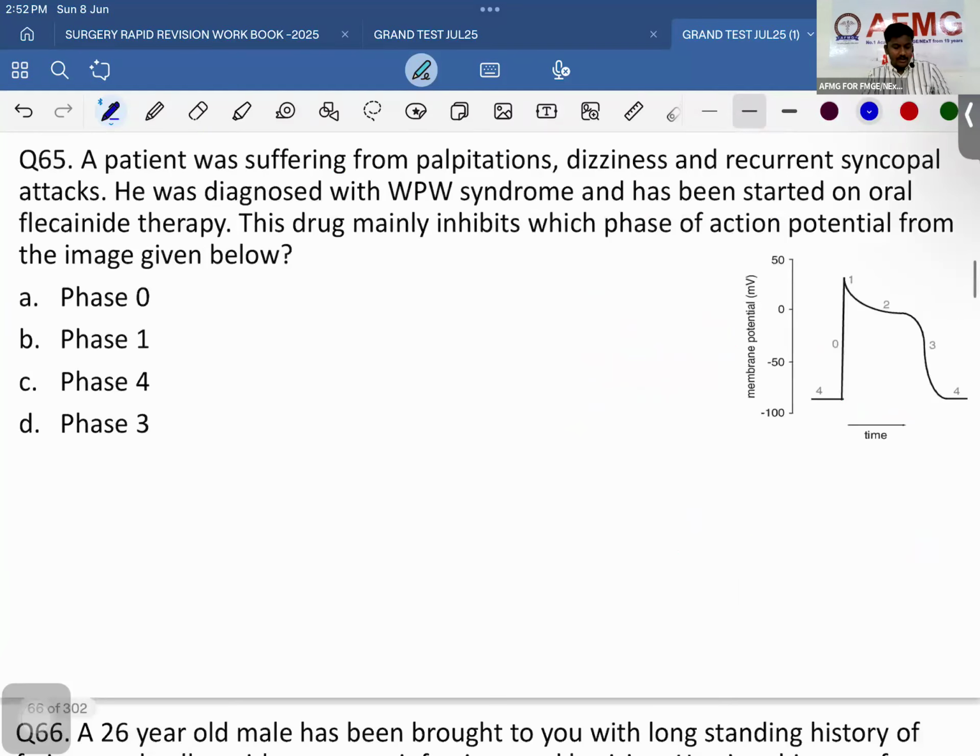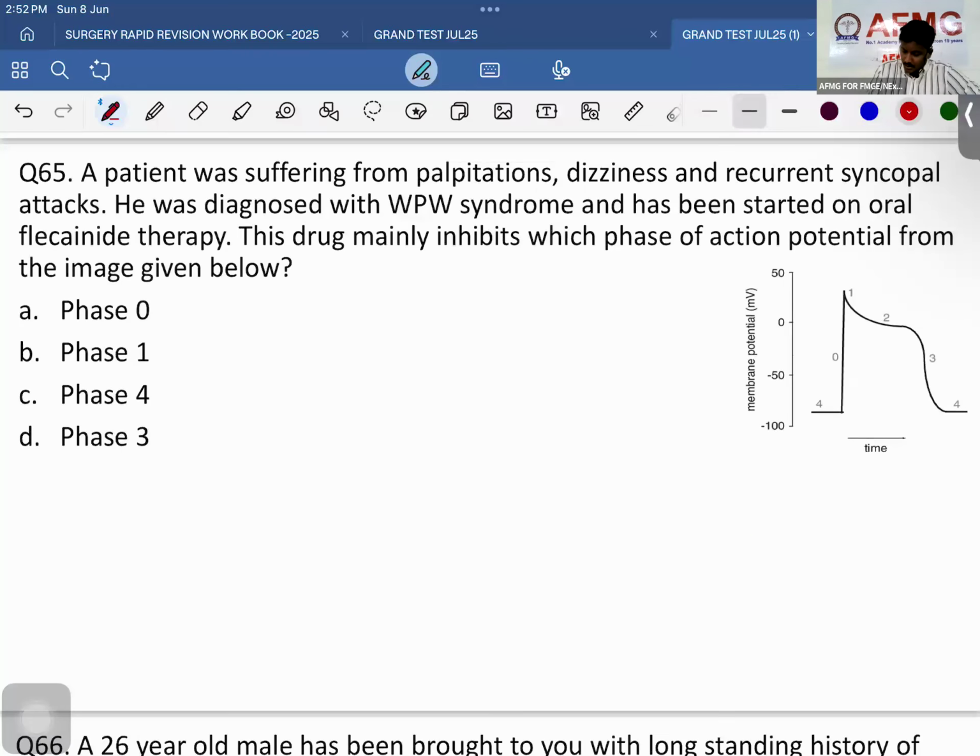Next, if I talk about question number 65, beta. So here they have said a patient was suffering from palpitations along with dizziness and recurrent syncopal attacks. These are the symptoms of, tell me, palpitations, dizziness, and recurrent syncopal attacks. These are the usual features of arrhythmias, beta. Because in arrhythmias, the body or the organs will not receive enough blood supply. That's the reason these problems will happen.